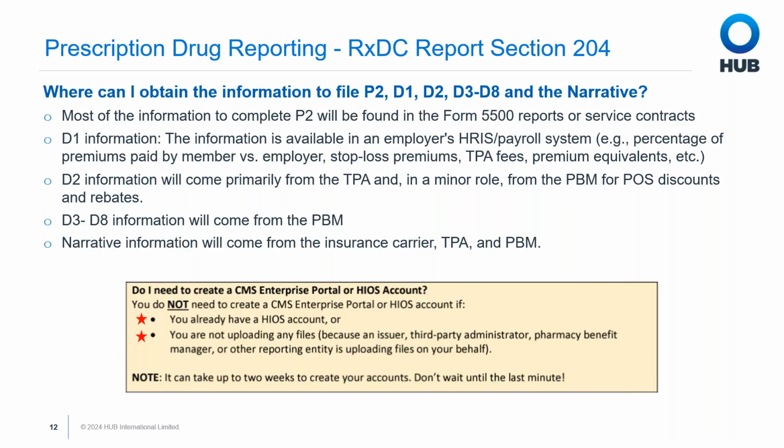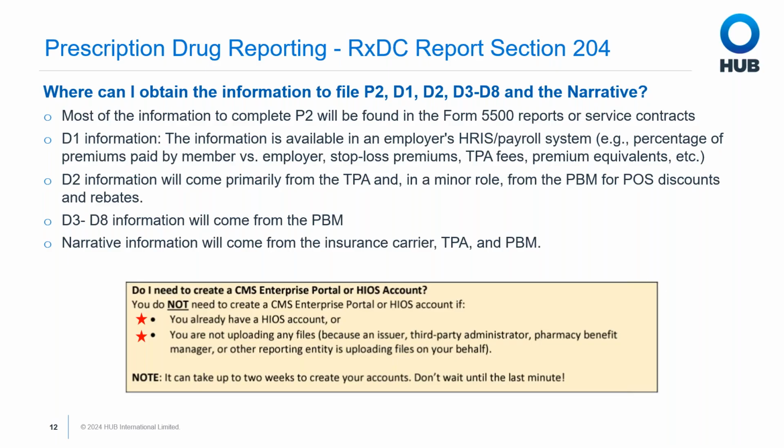As noted earlier, if you're fully insured, most likely your insurance carrier will be filing pretty much everything: D2, D3 through D8, and the narratives, including the P2. Unless you miss the deadline from the carrier, then you would be responsible for filing the D1 information.